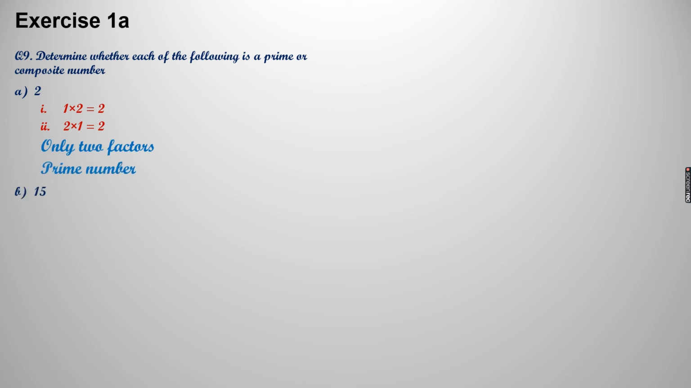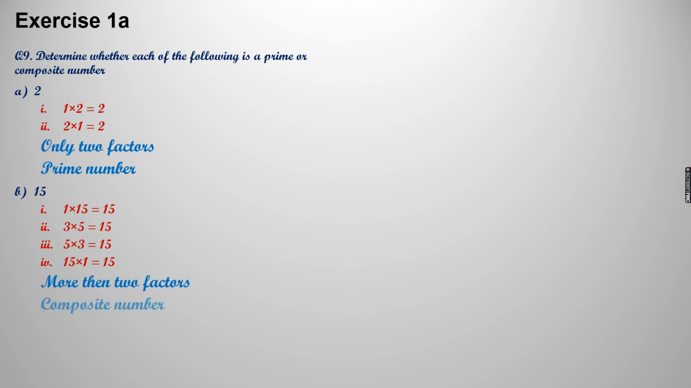Other example, 15. Can you make factors of 15? Start by making factors. First of all, that's the first thing that you do. Make factors of any given number. That's 1 into 15, 3 into 5, 5 into 3, and 15 into 1. Again, what was the criteria? Yes, more than two factors. It's a composite number.